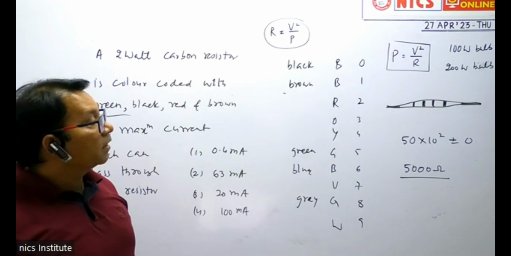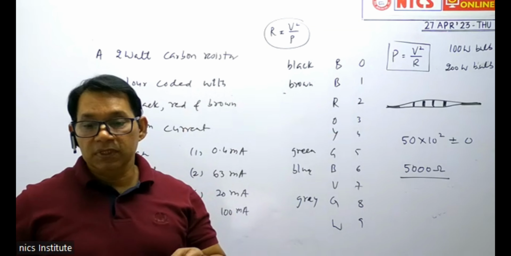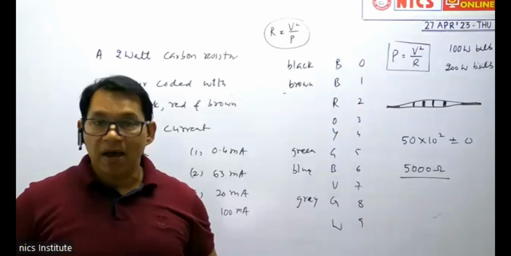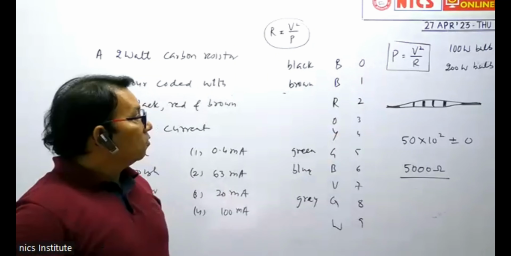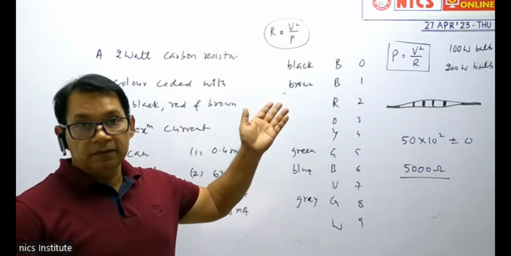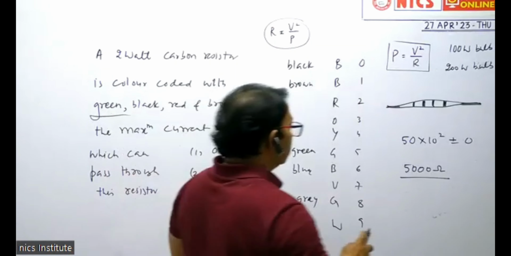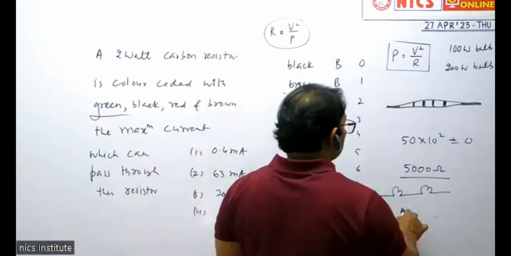Sometimes there will be a question like: if a 100-watt bulb and a 200-watt bulb are connected in series, which will glow brighter? In our houses we have parallel connections, so the same voltage is applied and different currents flow. But in a series connection, as you know, the current is always the same.